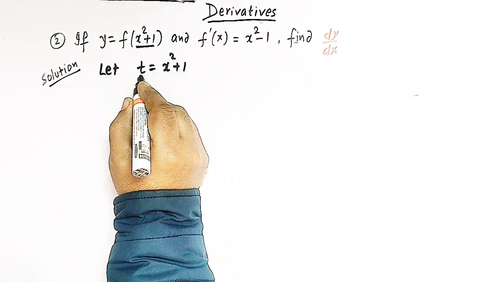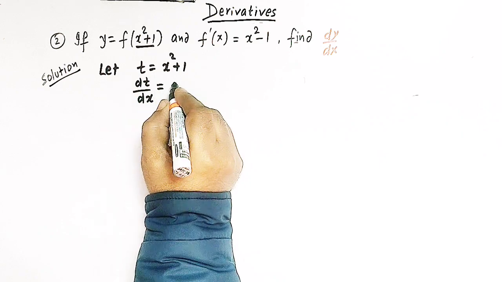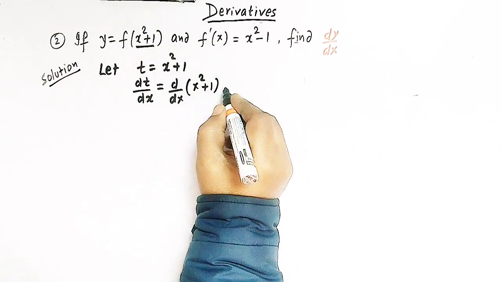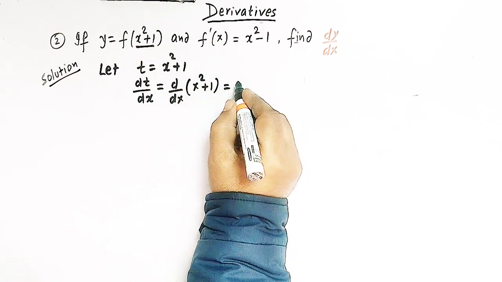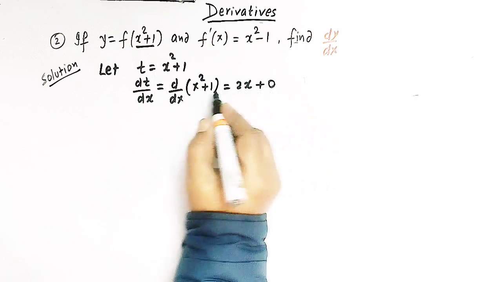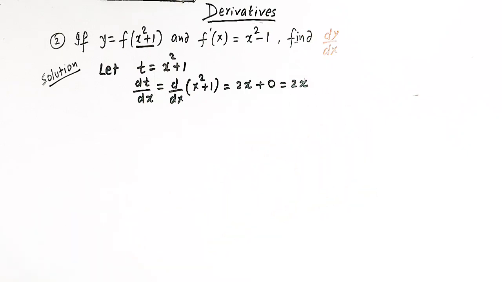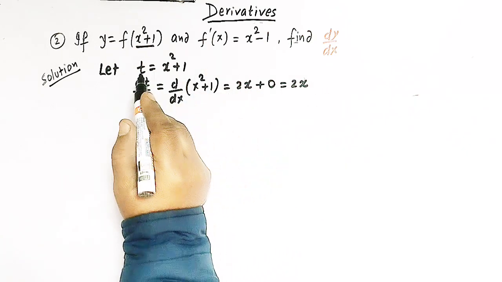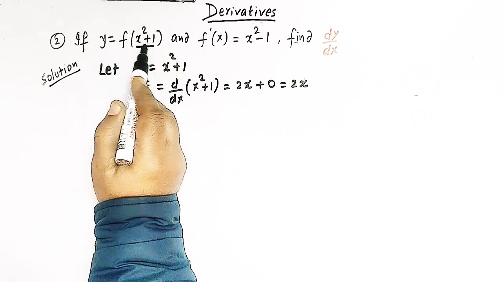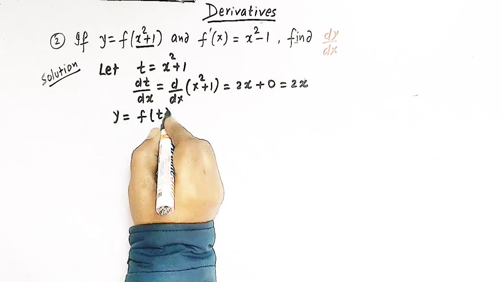So let us differentiate t with respect to x. So dt over dx is given by d by dx of x square plus 1. So here the derivative of x square is 2x, and the derivative of 1 is 0, because this is a constant, so this is equal to 2x, right? Okay, so now let us take x square plus 1 is equal to t in this function. So we have now y is equal to f of t.